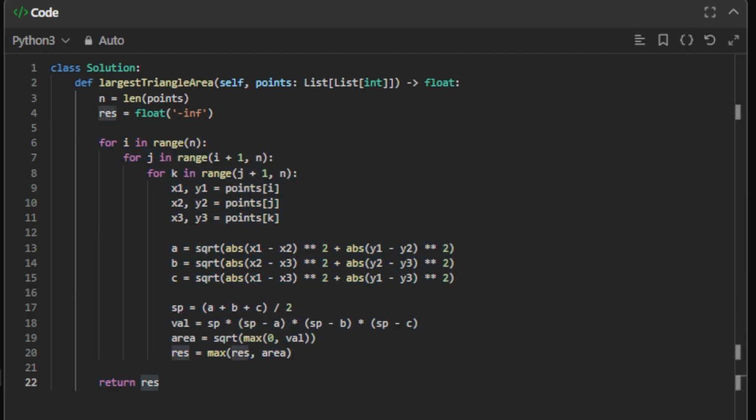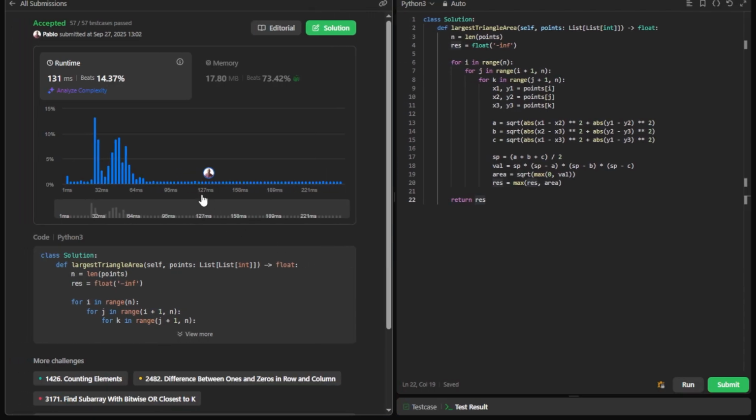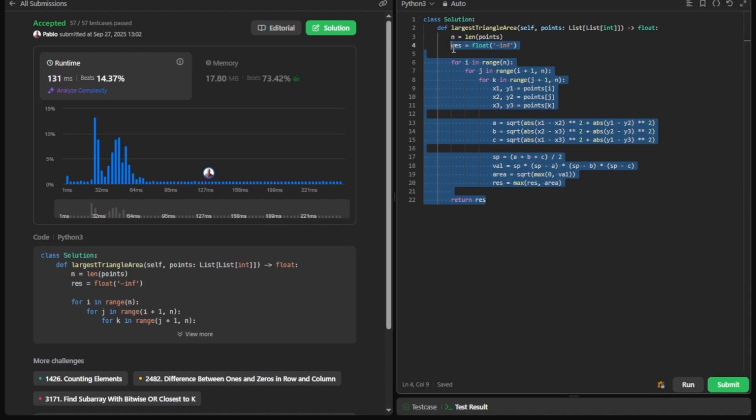So let's submit this and see if it works. As you can see, this works and it's efficient. There are other solutions with different formulas, but the time complexity is basically the same. It's big O of n cubed. We need to iterate every triplet, meaning every triangle with the points we are given.